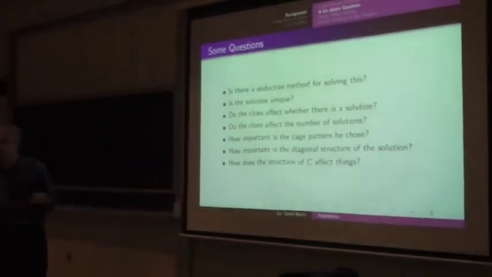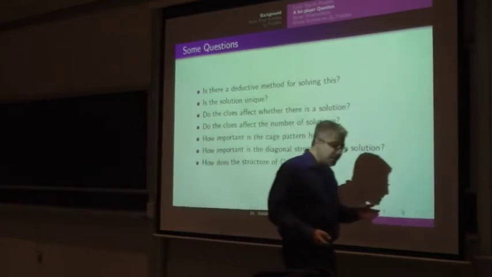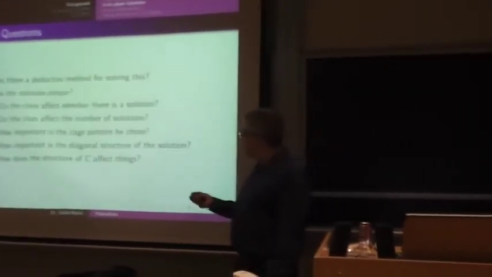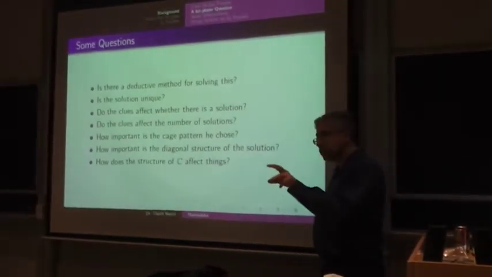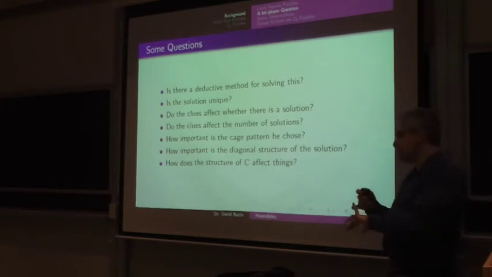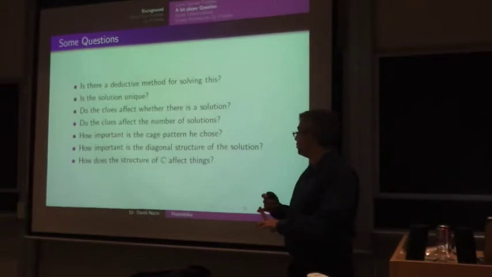And he also didn't know whether it was unique. So we could ask, is there a deductive process? What does that mean? Do we just have to look brute force? Or is there some way without breaking it up? And is the solution unique? And what about those clues? What if you change the clues to other numbers from that set? Would the solution be unique? Is it possible to have no solutions? Is it possible to have more than one solution?